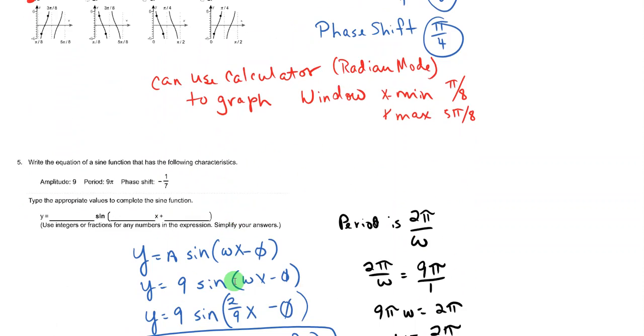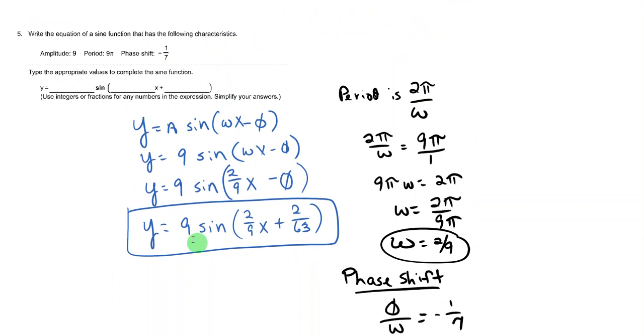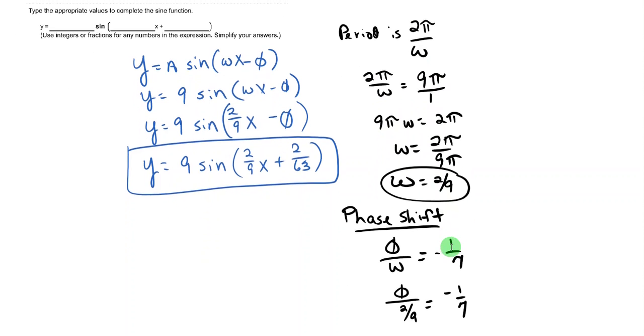Okay. Number 5. We're writing that equation. Remember, here is our generic form. We're told amplitude is 9, period is 9 pi, phase shift is negative 1 over 7. All right. The period is 2 pi over w. So 2 pi over w must equal 9 pi. We were given 9 pi. We'll cross multiply. We have 9 pi w equals 2 pi. We will divide by 9 pi, so w is equal to 2/9. So we've got that part.